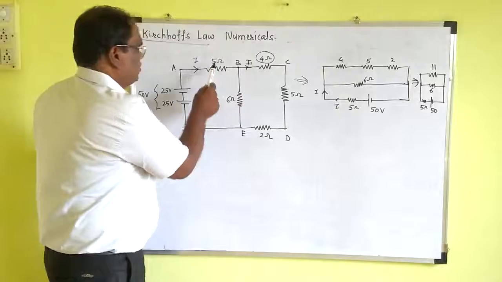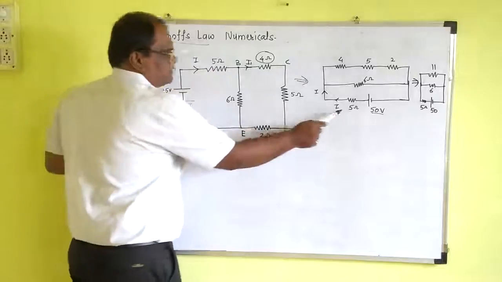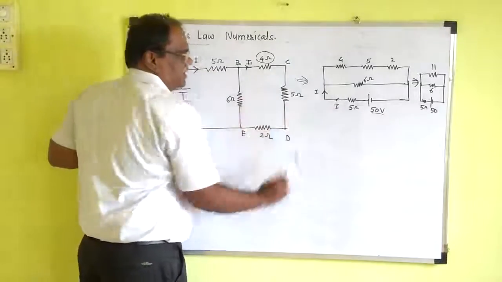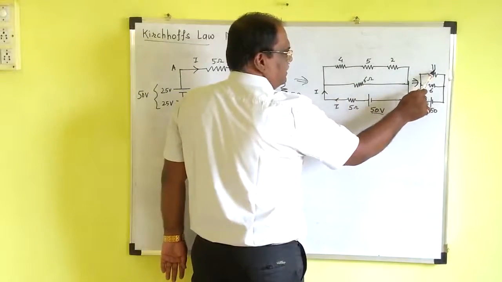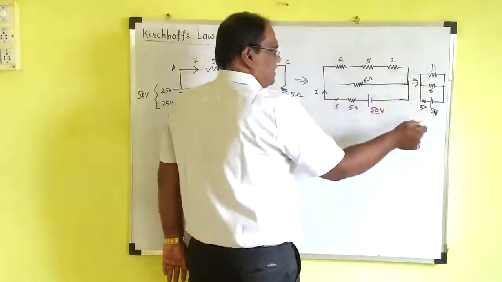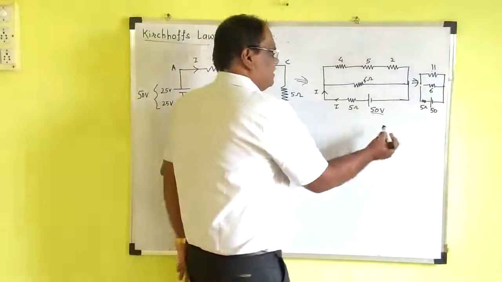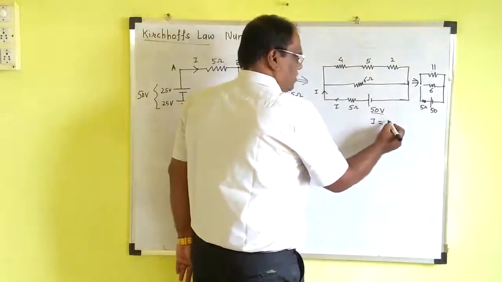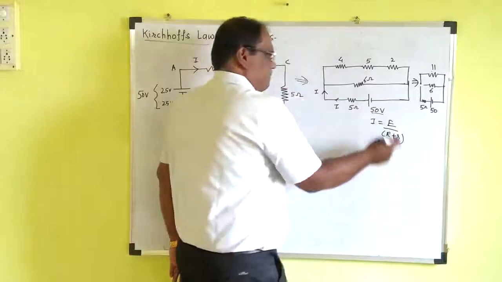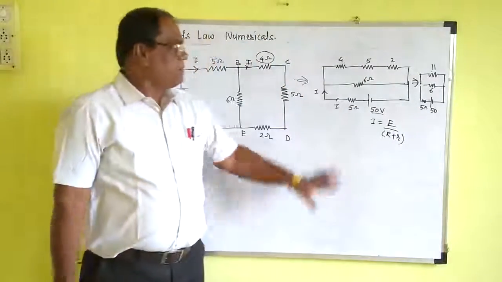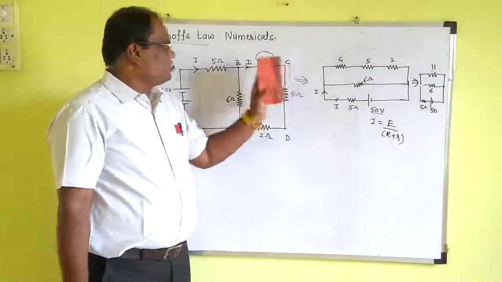Now this 50 volt battery has a 5 ohm resistance connected in series. This is the simplified diagram. Further simplification: 4 plus 5, 9 plus 2 is equal to 11. 11 parallel with 6. After solving these parallel resistors and determining the equivalent resistance, I is equal to, by Ohm's law, E upon R plus R. You can easily find I. But we have to apply Kirchhoff's law to solve this.